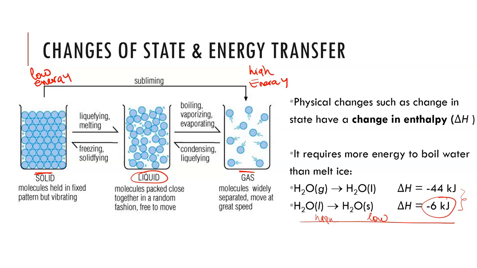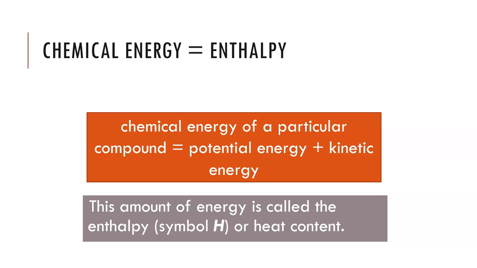So if we go from low energy to high energy, energy needs to be absorbed. When we go from high energy to low energy, energy is spat out from the system. This change in energy is what we refer to as a change in enthalpy. So when we talk about chemical energy, we are talking about enthalpy. These terms are fairly interchangeable, but we will start to use enthalpy in all our written responses.